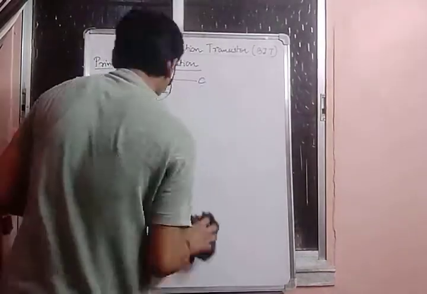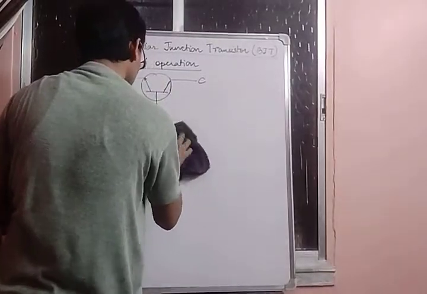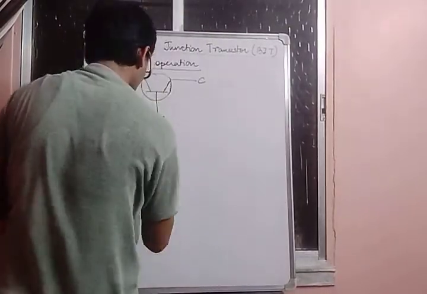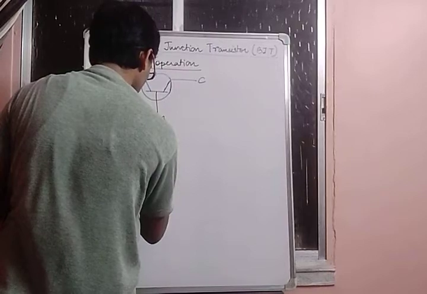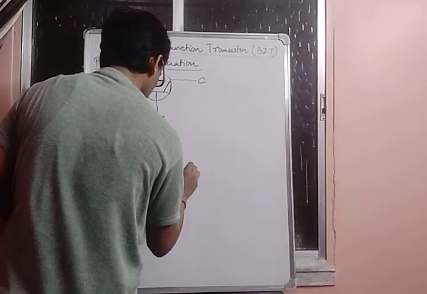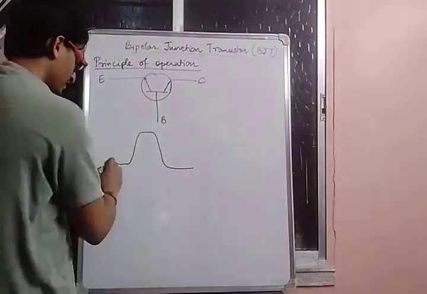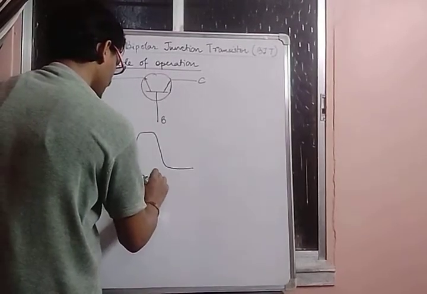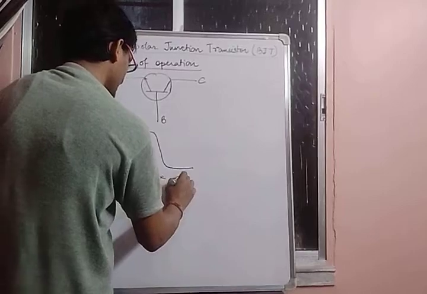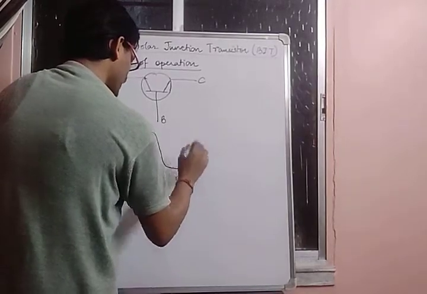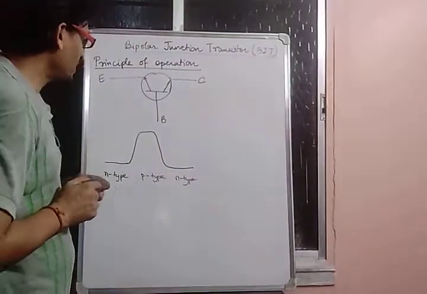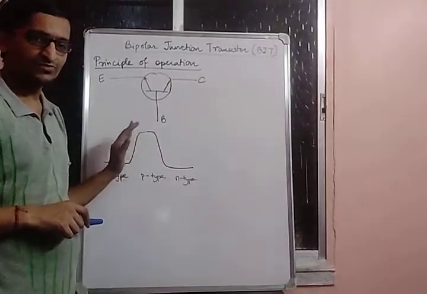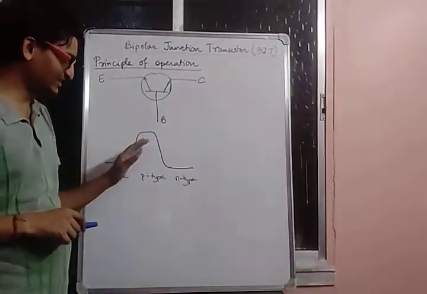Actually, this layer should be very thin. This is N type, this is P type, and this is N type. So this is basically the energy band diagram of an unbiased transistor, for an unbiased NPN transistor.